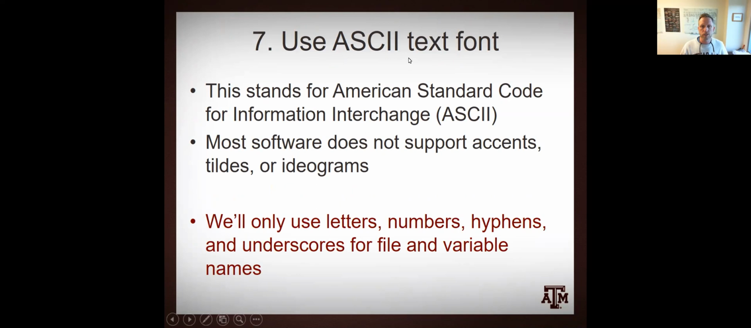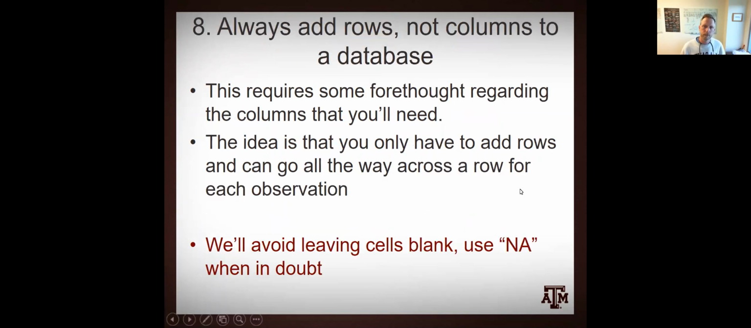The seventh pointer is to use the American Standard Code for Information Interchange, or ASCII, maybe you've heard of that. And this is because most software, including R, does not support accents or tildes or even ideograms, because it was built around simple fonts, and ASCII is probably the simplest one. So we'll only use letters, numbers, hyphens, and underscores when we name files and variables. We won't use anything more complex than that.